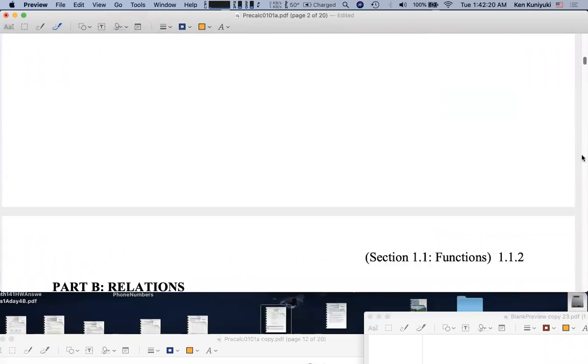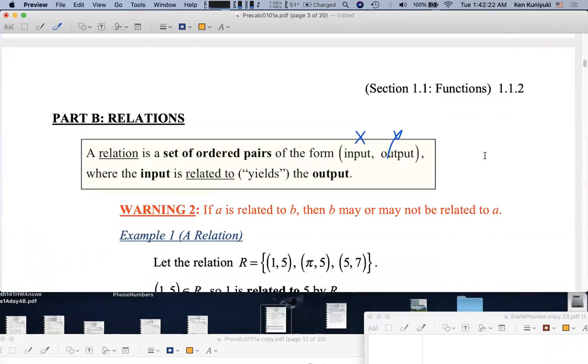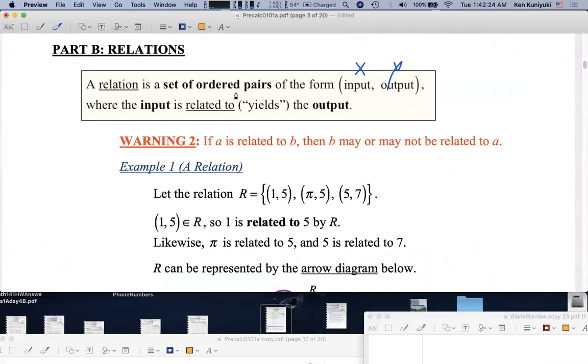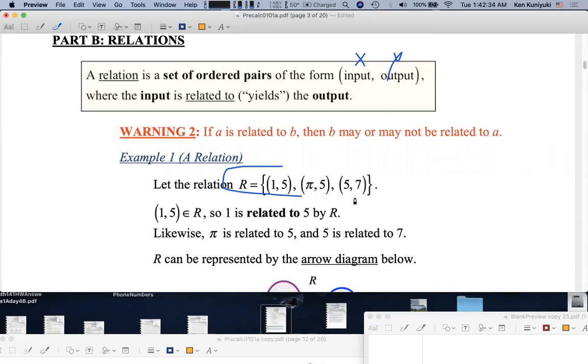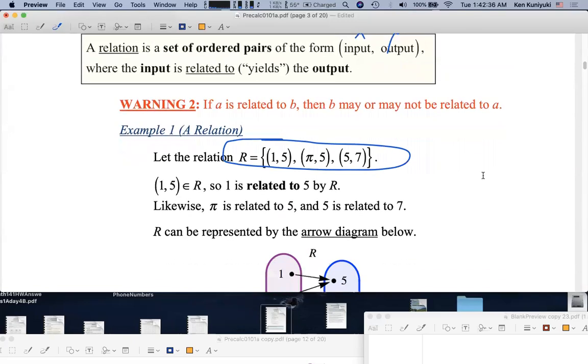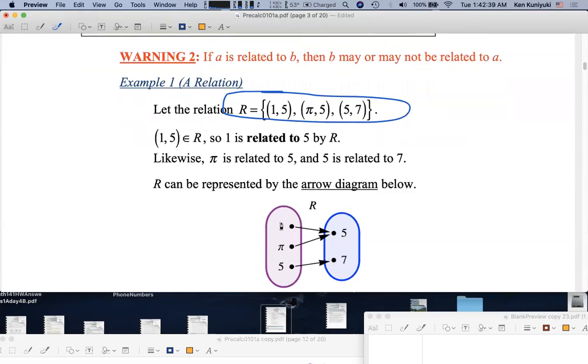A function is a special type of relation, which is a set of ordered pairs of the form input, comma, output. We can think of the inputs as x-coordinates and the outputs as y-coordinates. So, for example, here's a relation, a set of ordered pairs. This relation maps, for example, the input 1 to the output 5, and so forth.